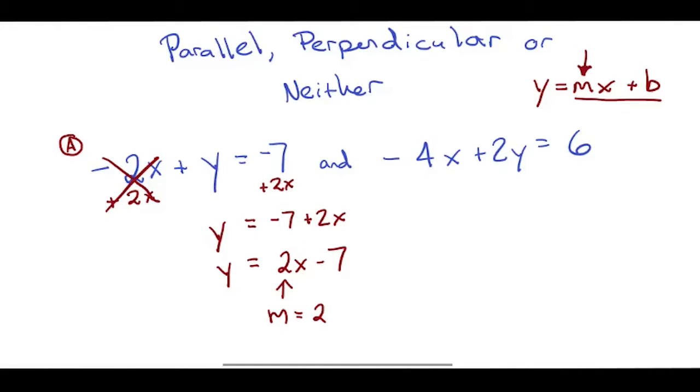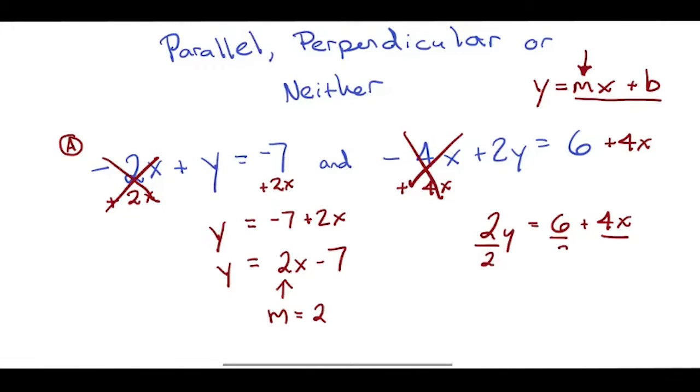All right, let's try and find the slope of the other line. First thing I want to do is get y to be by itself over here. It is definitely not yet, so I will add 4x to both sides. That cancels, and I'm left with 2y equals 6 plus 4x. My next step will be to divide everything by 2 so I can get y by itself. So I need to divide that by 2, divide that by 2, and divide that by 2.